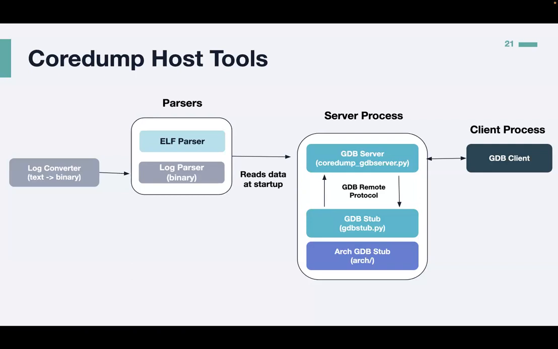The GDB server is there to read this Coredump data, and it implements the GDB remote protocol. This is a protocol that GDB defines and essentially allows the GDB client to access the data that we've saved in our Coredump file. The GDB server also contains some Arch-specific code, and this is needed because of the differing register sets and maybe peripherals that differ from architecture to architecture.